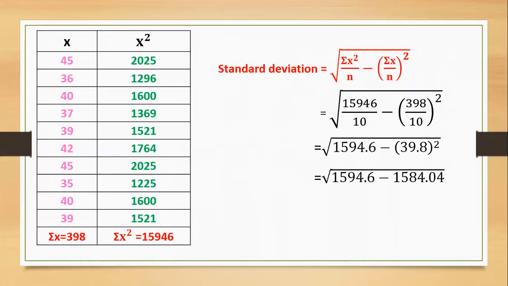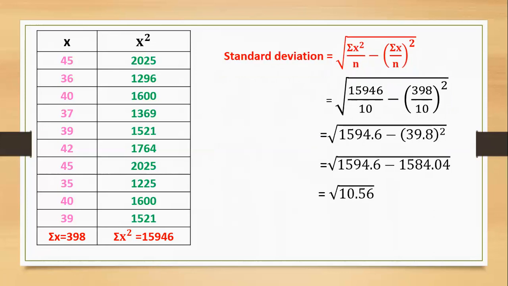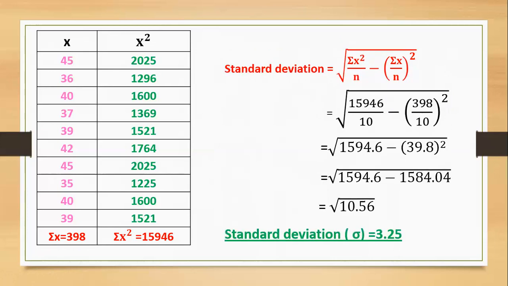Square the value and subtract it. The value is 10.56, and then we take the square root. Therefore, for the given problem, the standard deviation is 3.25. The standard deviation symbol: sigma equal to 3.25. So the individual standard deviation formula is square root of summation x square by n minus summation x by n the whole square. So for individual series, from the tabulation we need to create the table of x and x square total.